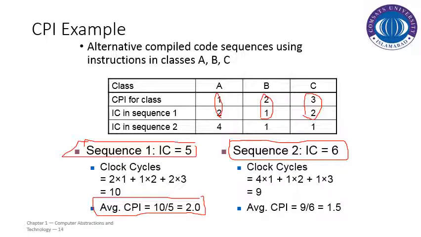Similarly for sequence 2, with the instruction count we have got 6 and the average CPI is equal to 9 divided by 6.